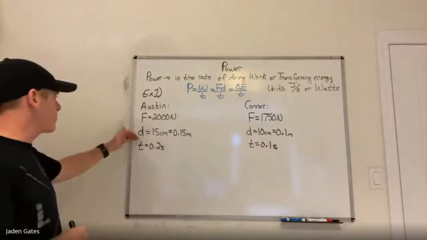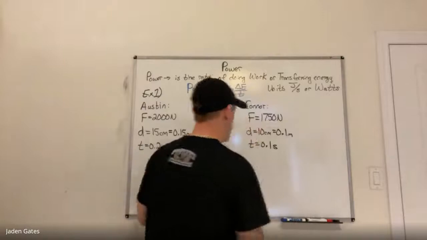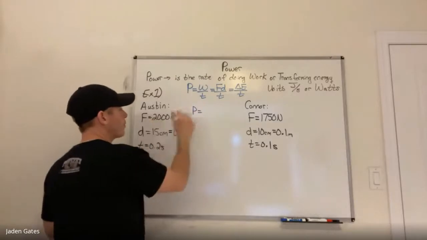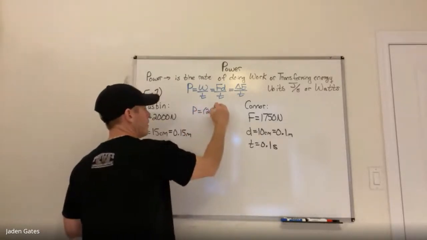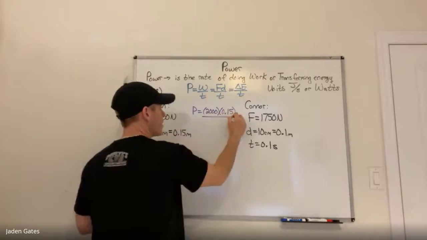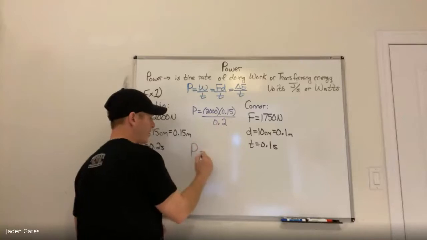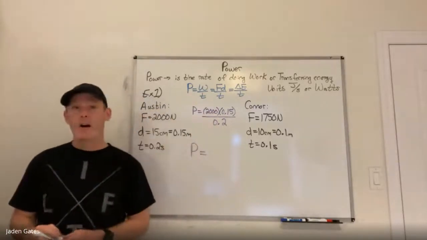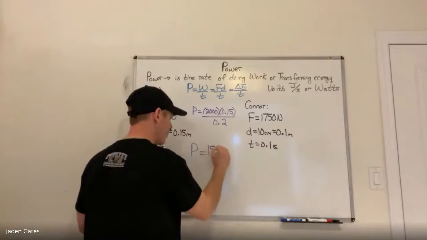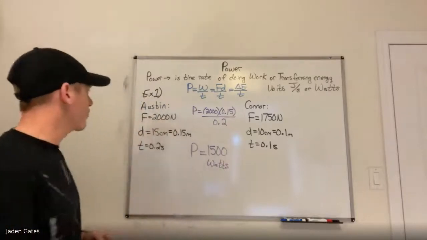And so I have the force times distance, and I have the time. I'm going to use P equals FD over T. I'm going to have to use it twice because we have two different players here. And so for power, the force is 2,000, our distance in standard units is 0.15, and our time is 0.2 seconds. We're going to do this all at once: 2,000 times 0.15 divided by 0.2, I end up with 1,500. And again, the units are watts. All right, so that is for Austin Matthews.